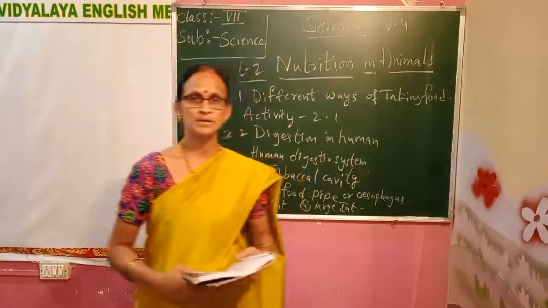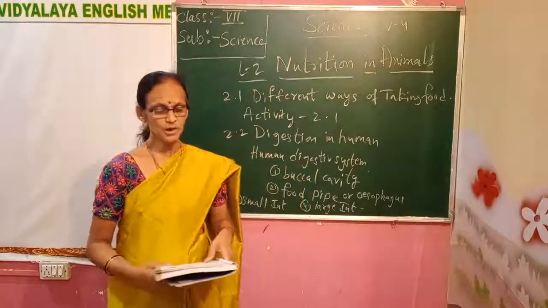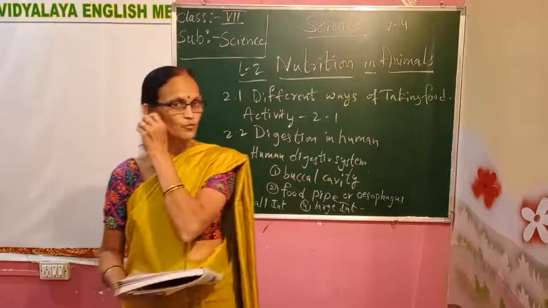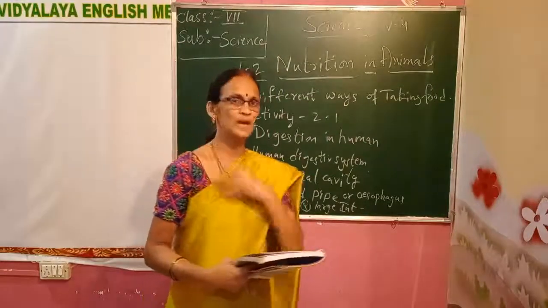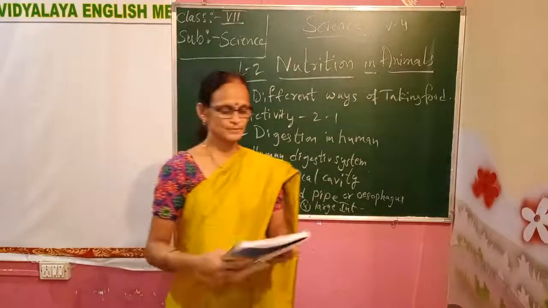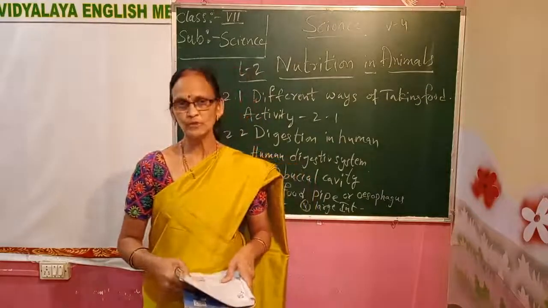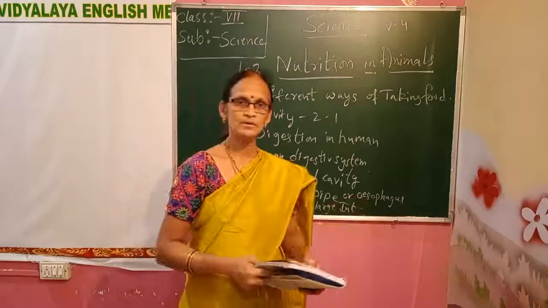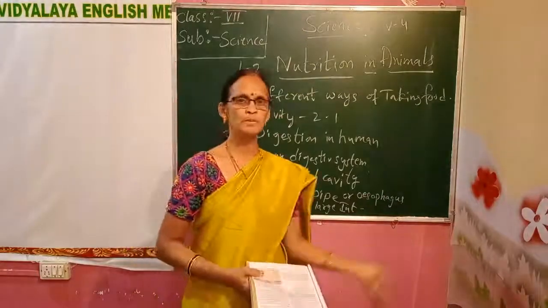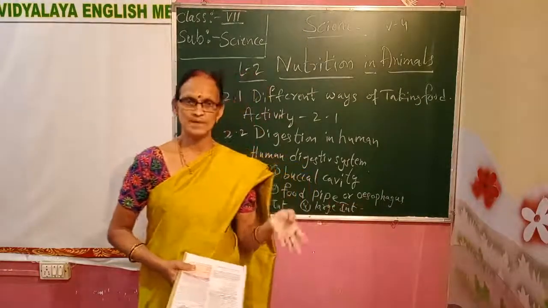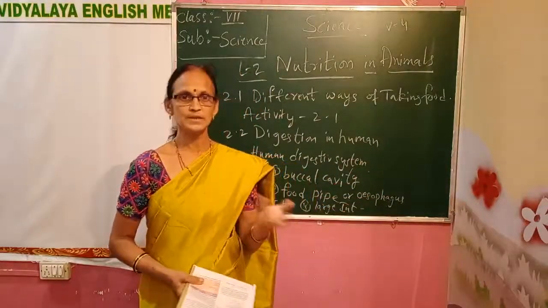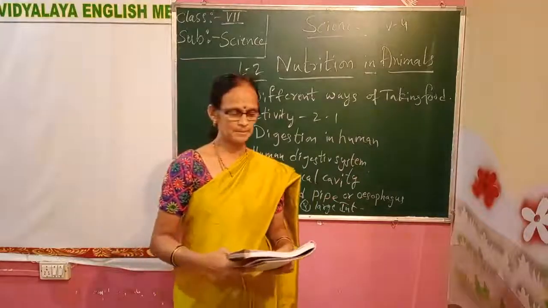You have learned in this chapter that plants prepare their own food, but animals do not prepare their own food. Animals depend on plants and other animals. Directly they depend on plants, or indirectly they depend on plants. If they don't eat plants, they may eat the grains of the plants. So that is an indirect way of eating the plants.